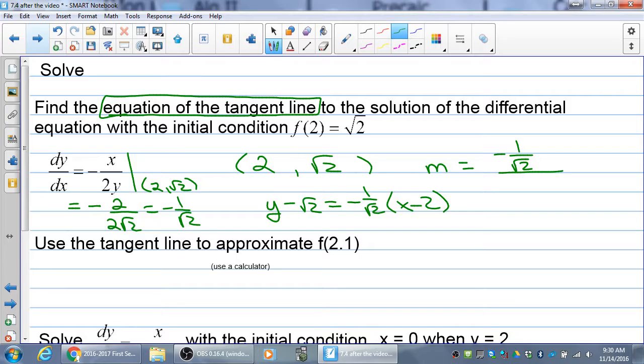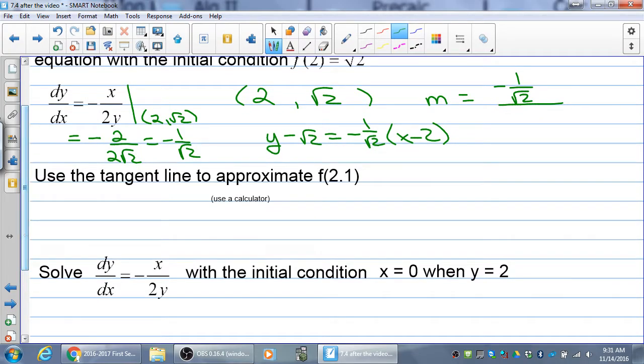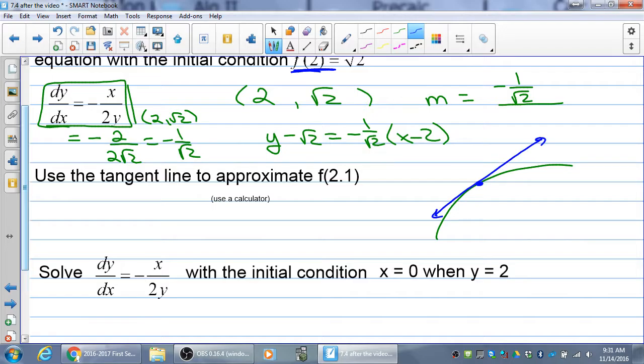Use the tangent line to approximate f of 2.1. Now here's what they're saying. There's some curve that has a derivative that is this right here. Now let's say the original curve looks like that. I don't know what it looks like. Let's say it's that. They picked f of 2. They've centered the tangent line right there at f of 2. Let's say this is the tangent line. Boom, like that. I missed it. Not quite tangent, but I got close.